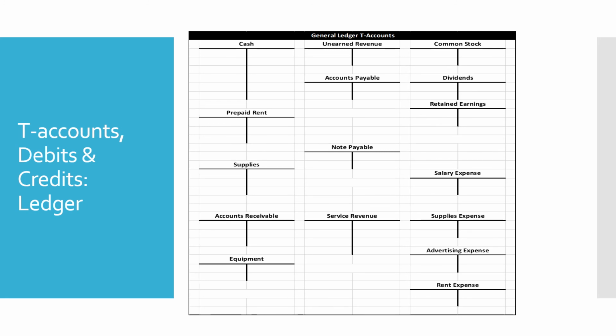So here is an example of our general ledger T accounts. You can see that the assets are grouped together, the liabilities are grouped together, and then your equity accounts are grouped together.